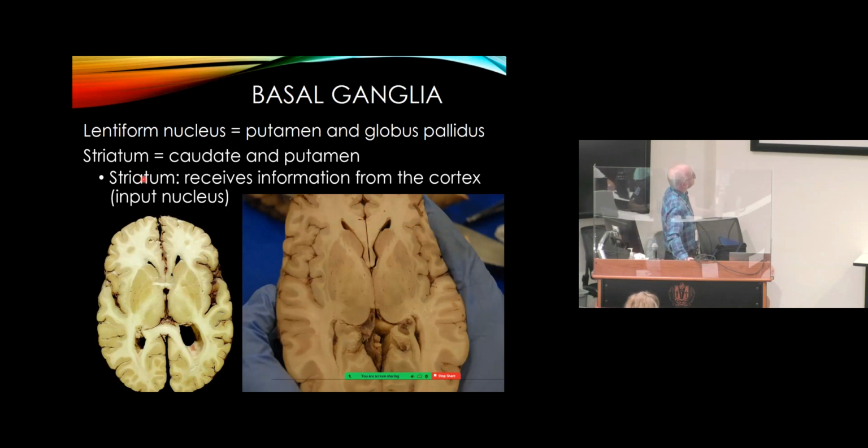But the striatum, when the brain wants to talk to the basal ganglia, let's put it simplistically, to facilitate movement, it talks to the striatum. So the striatum, caudate and putamen, is the input nucleus from the cortex of the brain. And the basal ganglia processes all this information about movement. And as a big picture, when the basal ganglia wants to talk back to the cortex, it does so through the globus pallidus. So the globus pallidus is kind of the output of the basal ganglia. The striatum is the input to the basal ganglia.